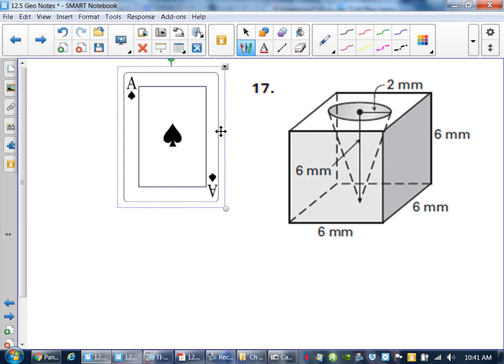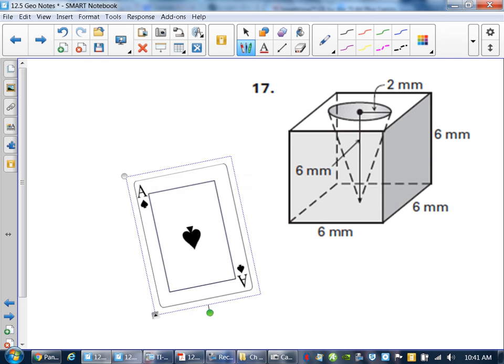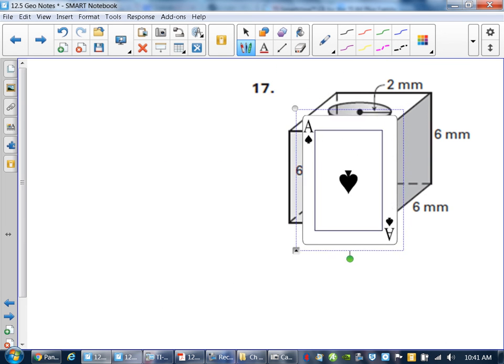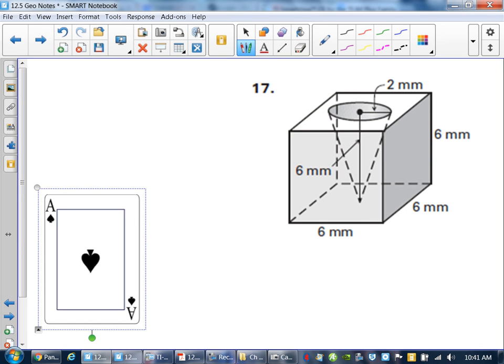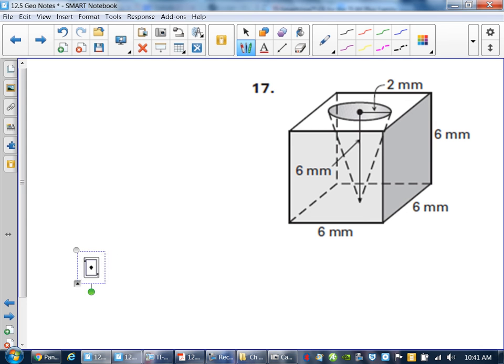So if I did this and spun this around, we drilled a hole. If I wanted to figure out the volume of this whole thing, well, what did it start with? It started with a prism, didn't it? What got cut out of it? A cone. So it's the volume of a prism, subtract the volume of a cone.